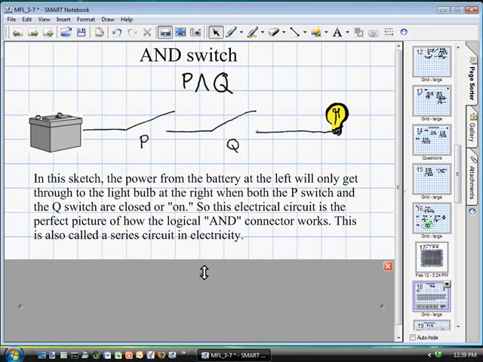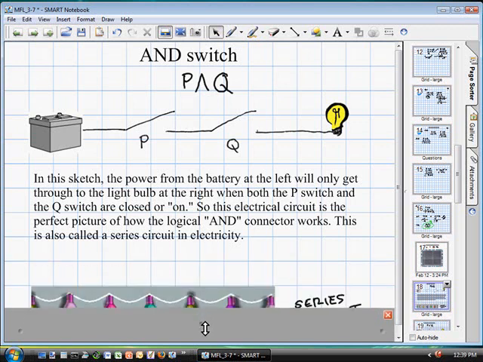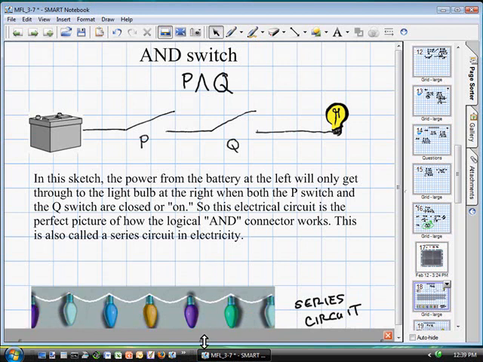Here's my little description. In this sketch, the power from the battery at the left will only get through to the light bulb at the right when both switch P and switch Q are closed, or we would call it on. So this electrical circuit is the perfect picture of how AND works. Okay, let me talk a little bit too about the circuit on the bottom. This is called a series circuit.